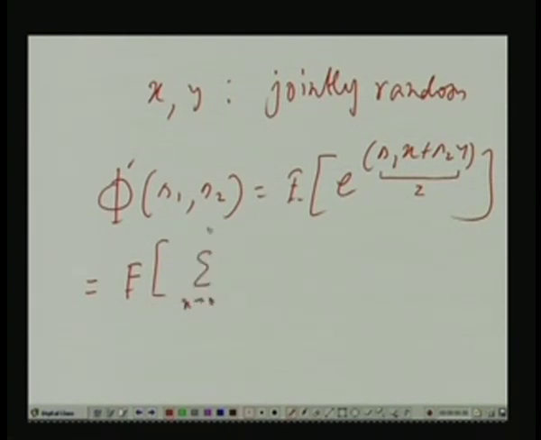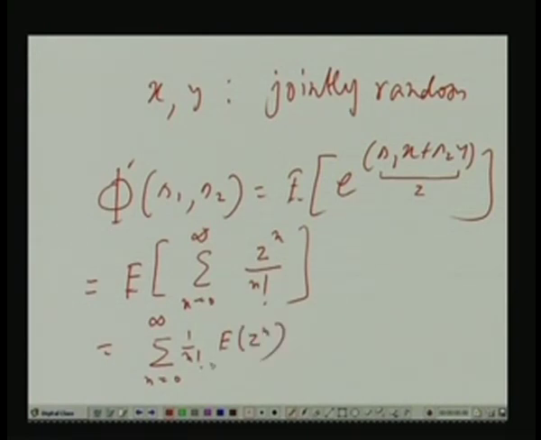n equal to 0 to infinity z to the power n over factorial n. This is the exponential series. And then I will apply this expectation operator on each term in this summation. Factorial n is a constant, so it remains outside.